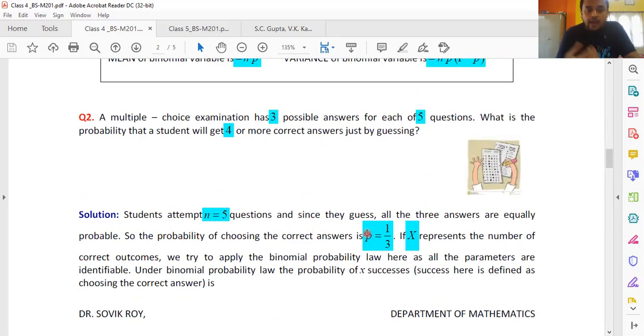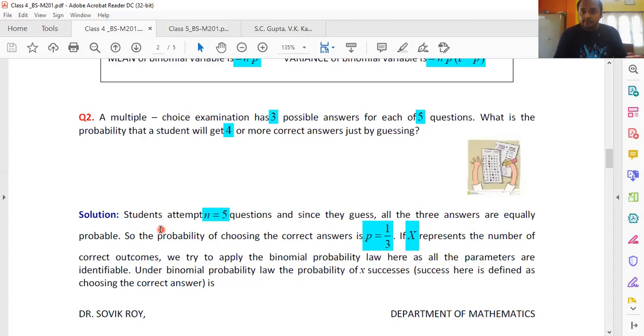And also I am writing that since they guess, the students can guess the answer. In your case it is not happening. You don't guess the answer. Either you know the answer or you just do something else, which I don't want to say on this platform because the video will be uploaded on YouTube. Anyway, since the students are guessing the answers, all the 3 answers are equally probable for him if he guesses it.